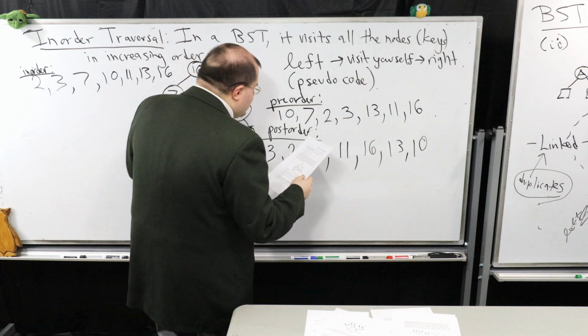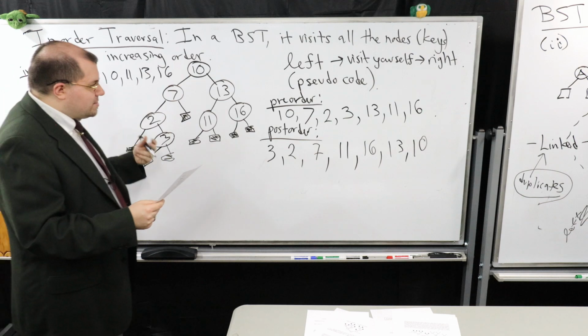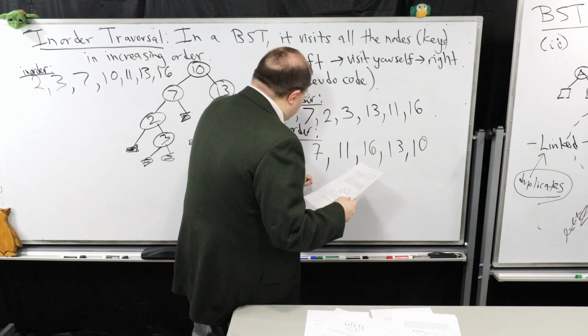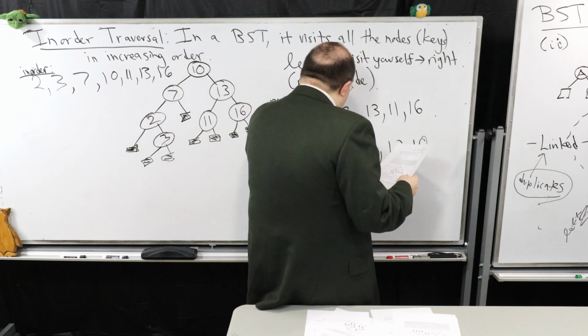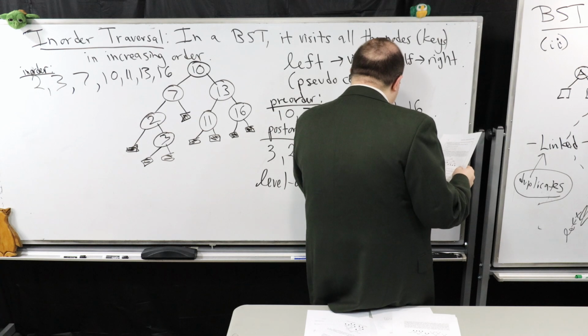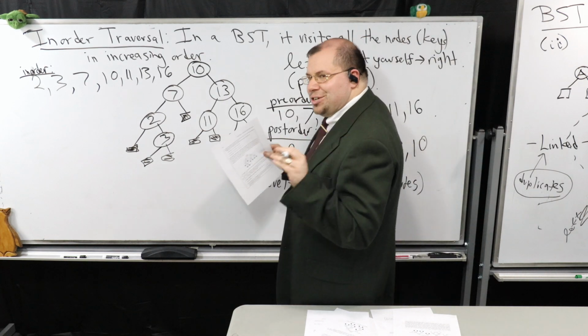Now, there's another kind of traversal I want to acknowledge. I have more details about it in the notes. It's called a level order traversal. I'm not going to define it here, but I'm just going to give you the idea of how it works. So it's in the notes. I want you to read it.